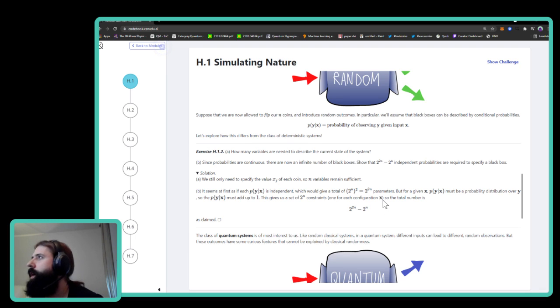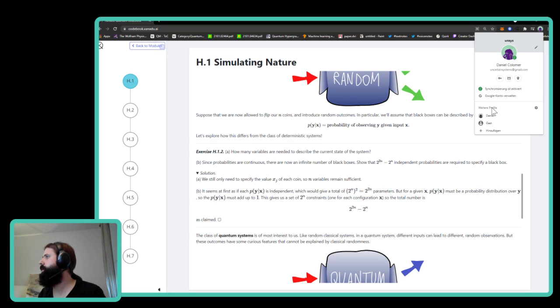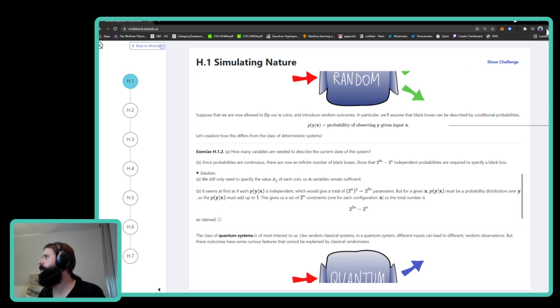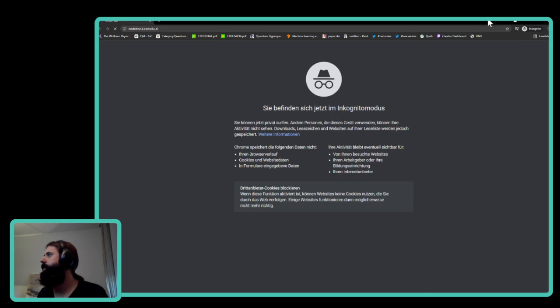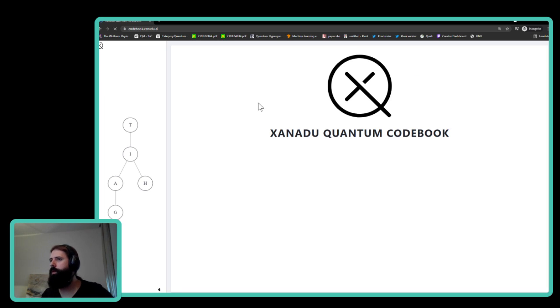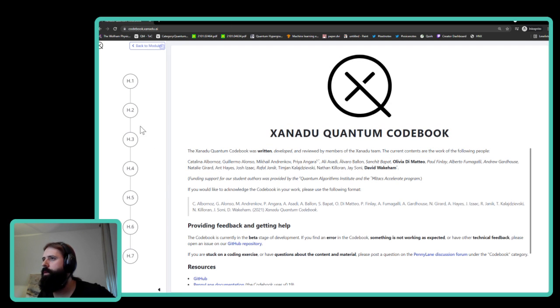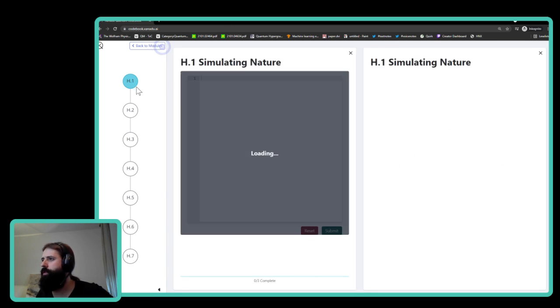I don't even know how I could Google that. Actually, let me just go into incognito mode, so I also have a cleaner search and stuff. Because I wouldn't even know how to search for this.